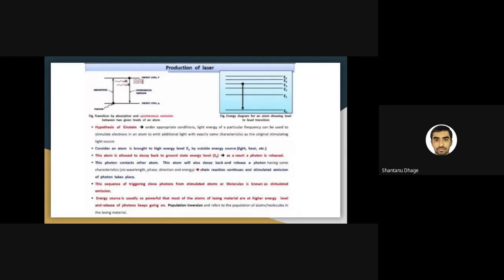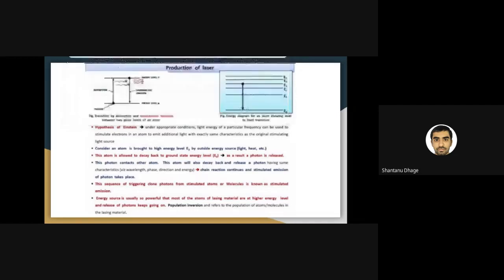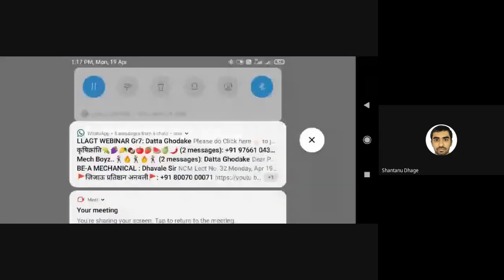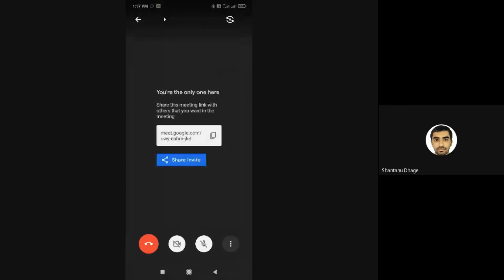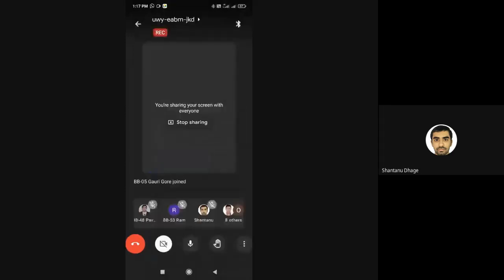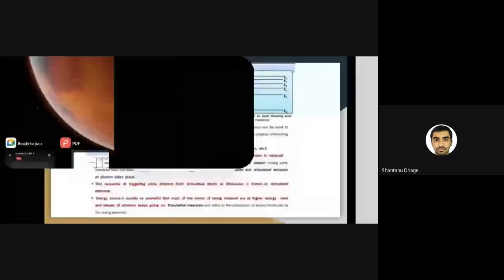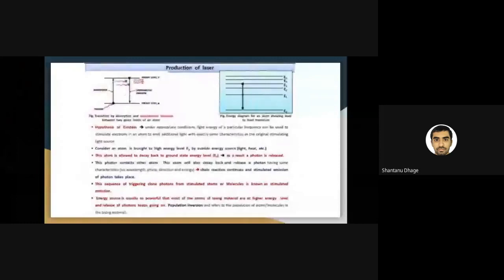As a result of this decaying back, if a photon is released by that atom, then this photon is nothing but your light. Whatever photon is released, that will be your light. Now, what are the photons there?